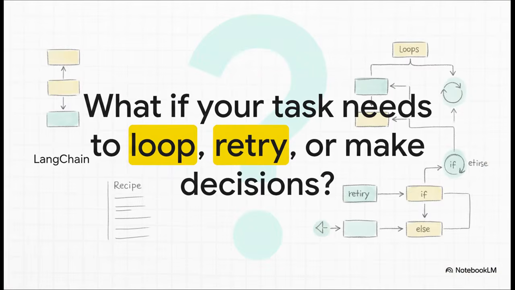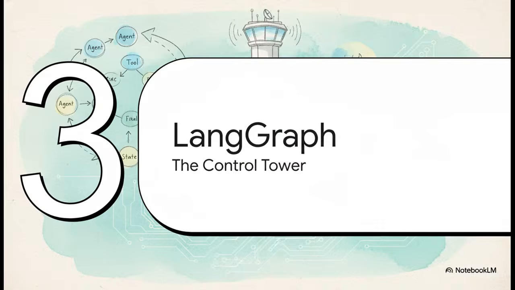So here's the crucial question. What if your app needs to try a tool, check if it worked, and if not, try a different one? Or what if it needs to loop through a process, refining an answer over and over until it's just right? A simple linear chain just isn't built to handle that kind of cyclical back-and-forth logic. And that is precisely the problem LangGraph was built to solve.